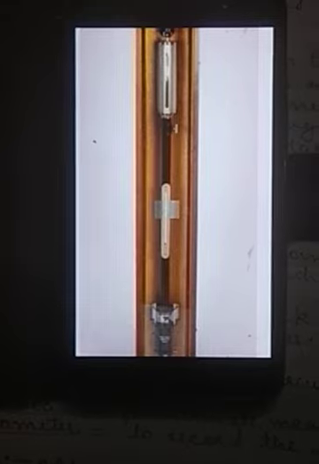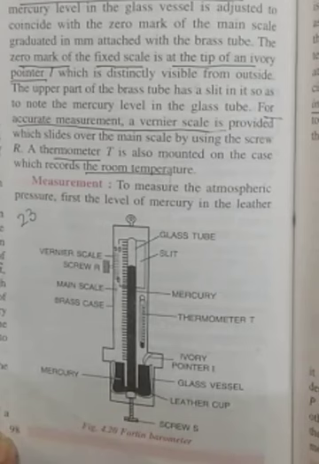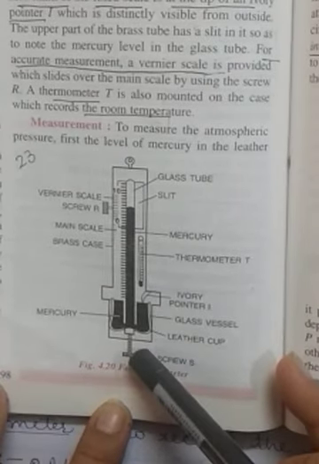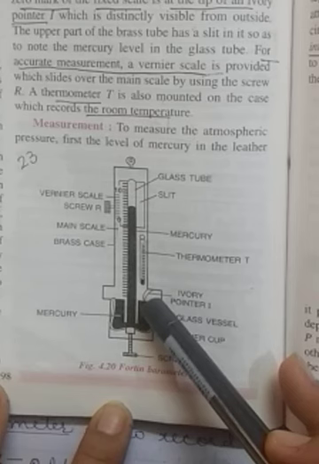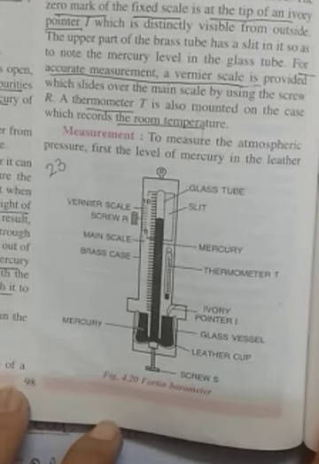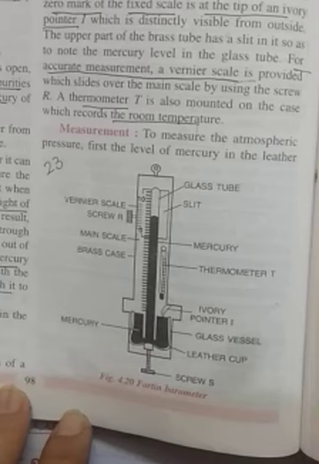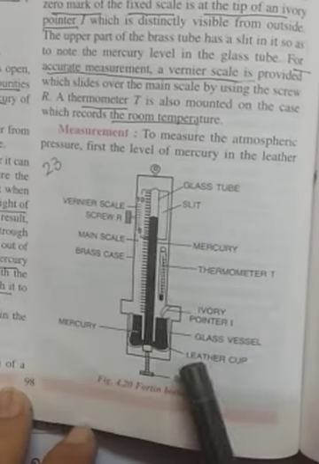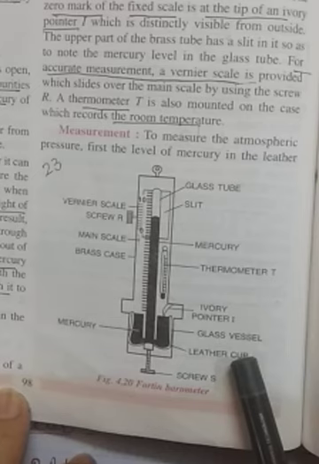Let us compare it with the picture given in the book. All of you take out figure 4.20. Let us start this barometer from the bottom part, that is from the screw. This screw is there to adjust the leather cup. Now the leather cup is actually filled with mercury. So we have modified the simple barometer, which was in open condition and impurities were getting added. To avoid that, we now have a barometer which is enclosed and impurities can't get added to it. Yes, so we have this leather cup, which is again filled with mercury. Mercury is the barometric liquid used in this Fortin's barometer.